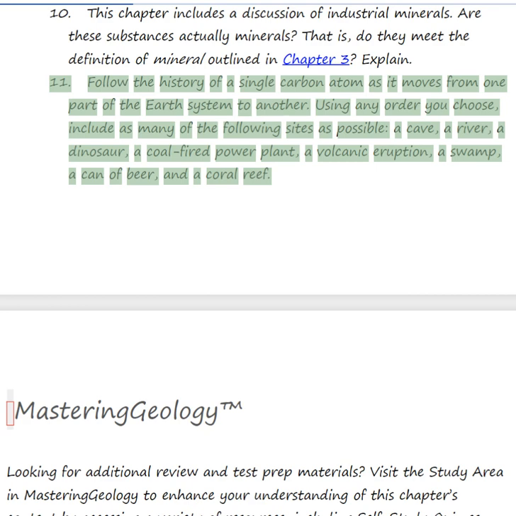11. Follow the history of a single carbon atom as it moves from one part of the Earth system to another. Using any order you choose, include as many of the following sites as possible: a cave, a river, a dinosaur, a coal-fired power plant, a volcanic eruption, a swamp, a can of beer, and a coral reef.